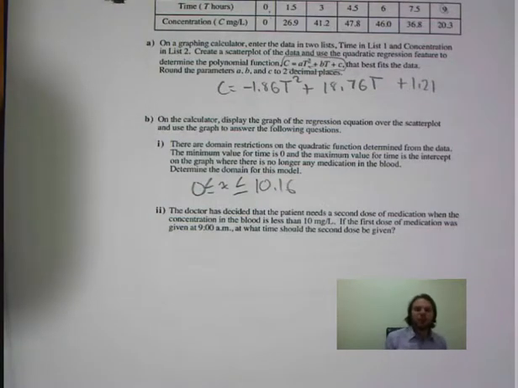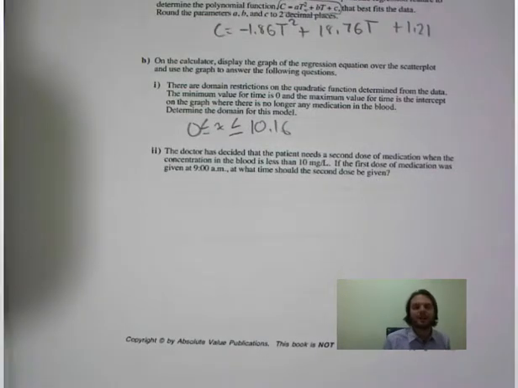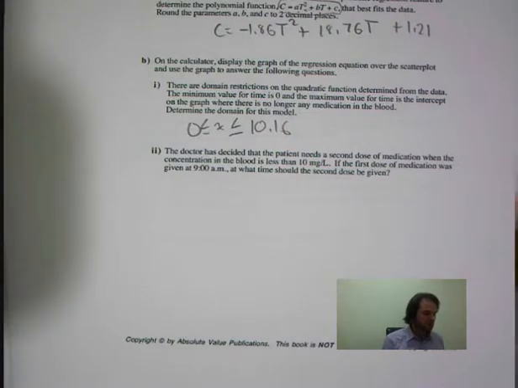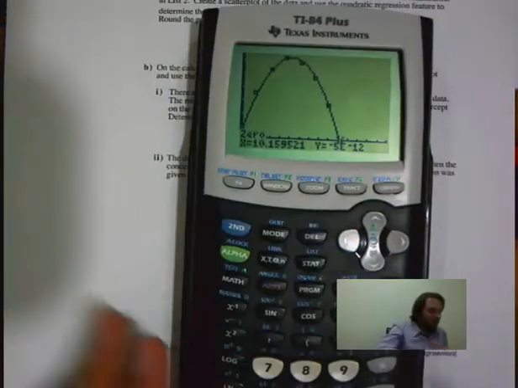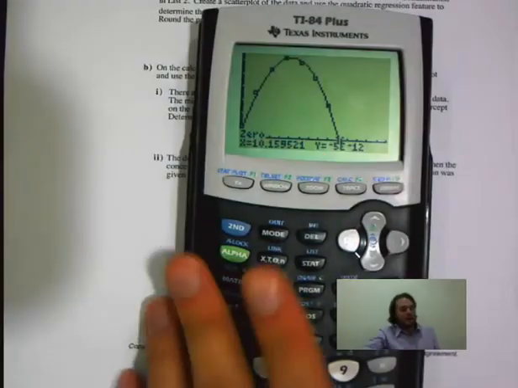It says the doctor has decided that the patient needs a second dose of medication when the concentration in the blood is less than 10 milligrams per liter. The first dose of medication was given at 9 a.m. Okay, so we know the start time is 0, and time 0 right here is 9 a.m.